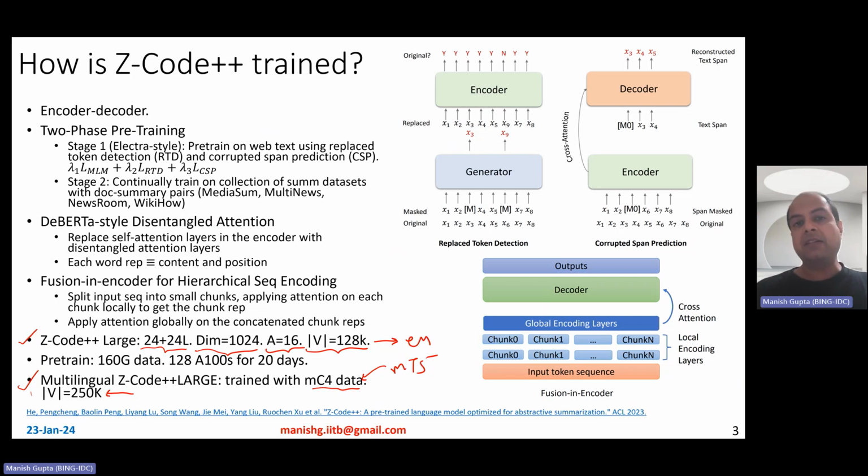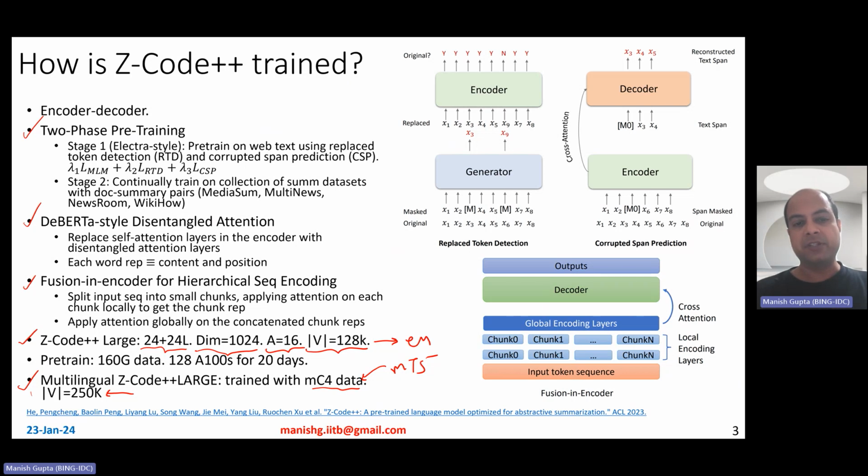Now, if it is a standard encoder-decoder model, how does the training differ? The architecture does not differ much, the training differs. The training differs in 3 interesting ways. It has a 2-phase pre-training, and I'll talk about that in detail. It has DeBERTa-style disentangled attention, and the third one is it has a fusion-in-encoder for sequence encoding for long sequences.